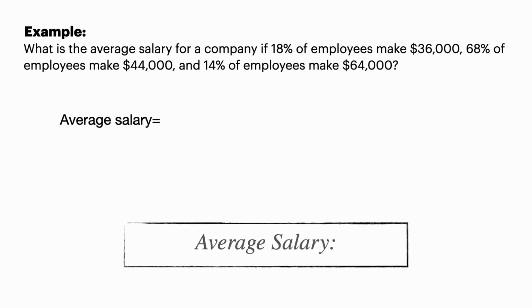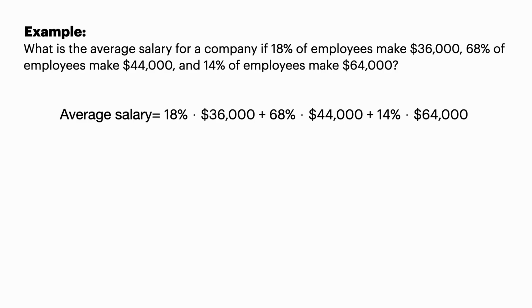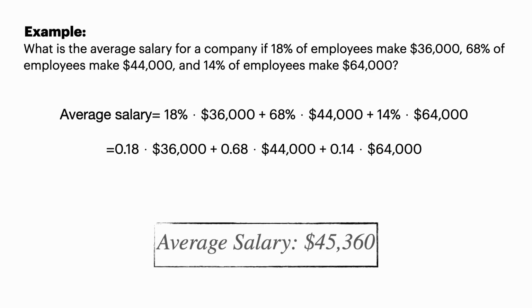What is the average salary for a company if 18% of the employees make $36,000, 68% make $44,000, and 14% make $64,000? So we can take the percentage times the amount plus the percentage times the amount plus the percentage times the amount. We find that the average is $45,360.